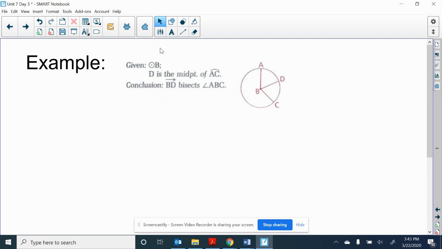Okay, let's do some examples of a proof. Here I have circle B. D is the midpoint of arc AC. So we really didn't define what a midpoint of an arc is, but it works just like segments. So if D is the midpoint, then I could say that arc AD and arc CD are congruent to each other. We want to show that BD is an angle bisector, which means we really want to show that these 2 angles are the same. Well, they're central angles. And I know that if the arcs are congruent, the central angles are congruent. And if the central angles are congruent, then BD is a bisector. And we're done. See how that works?